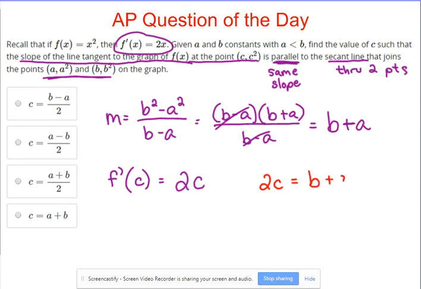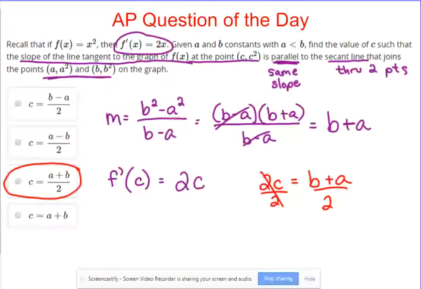2c is equal to b plus a. They're wanting us to find an expression for c. So we divide by 2. And we get b plus a over 2, or b plus a is the same as a plus b. Okay, so pretty simple concepts, but they're putting them all together and they're giving you something without many values in it. So that's going to throw a lot of people off.